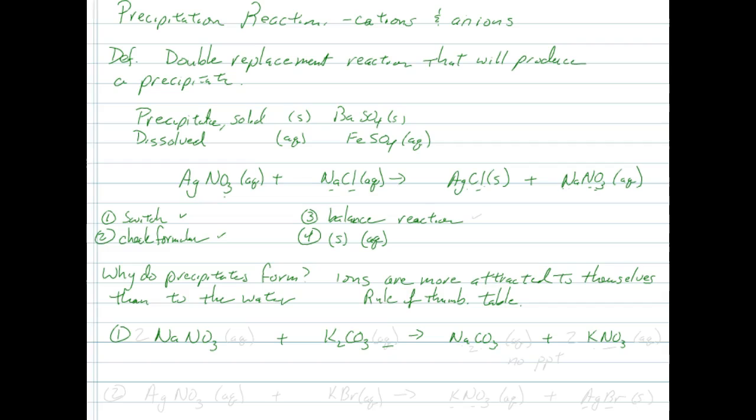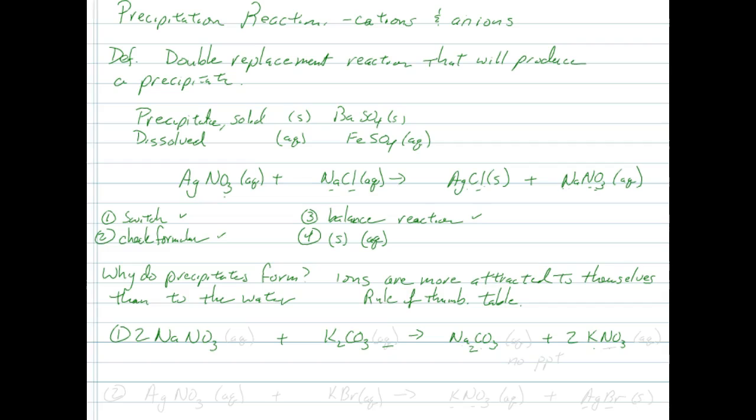Step 2, check the formulas. Na is 1 plus, CO3 is 2 minus, so you need Na2CO3. K is 1 plus, NO3 is 1 minus, so that's done. Next thing you do is balance the equation. 1 Na, 2 Na, so you need a 2 here. You've got 2 NO3s, so you need 2 there. 2 Ks and 2 Ks, so you are there.